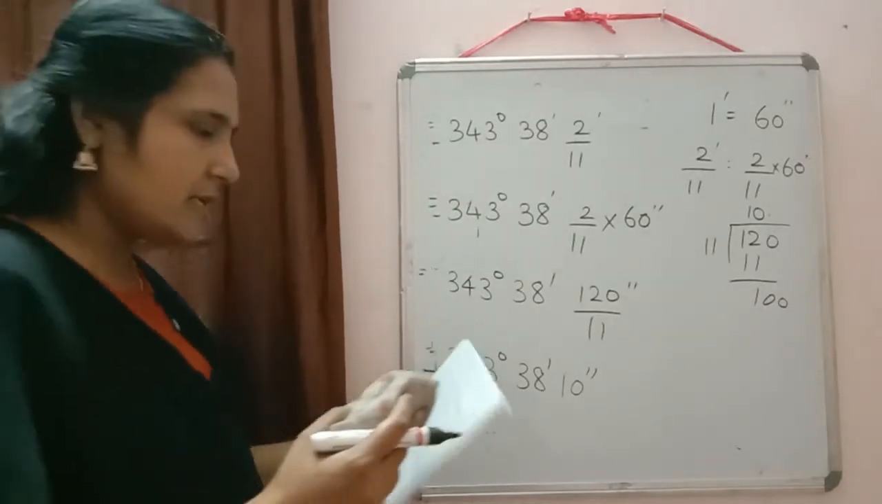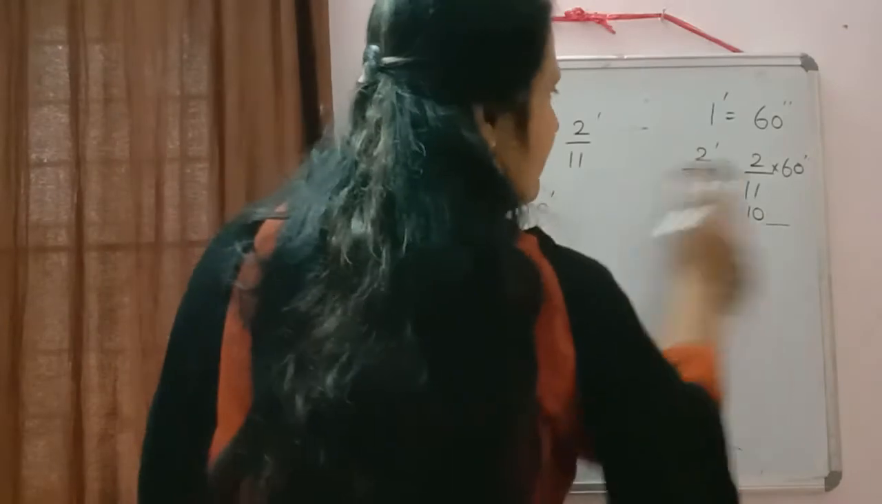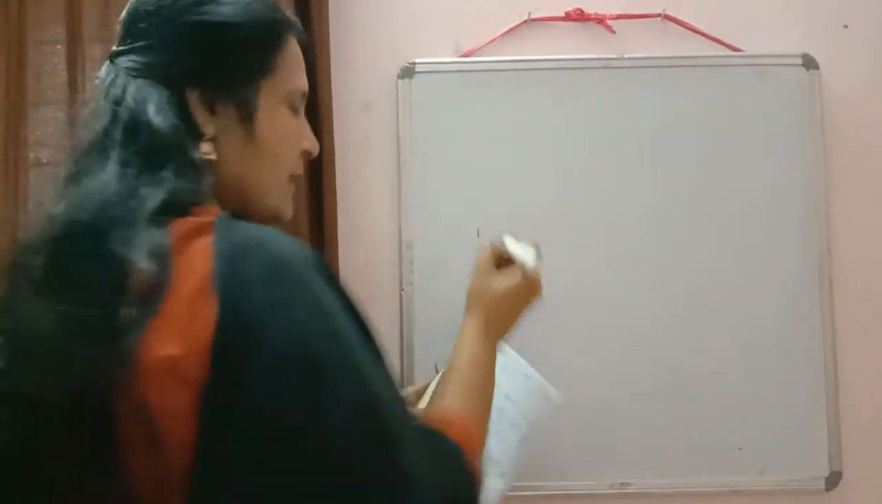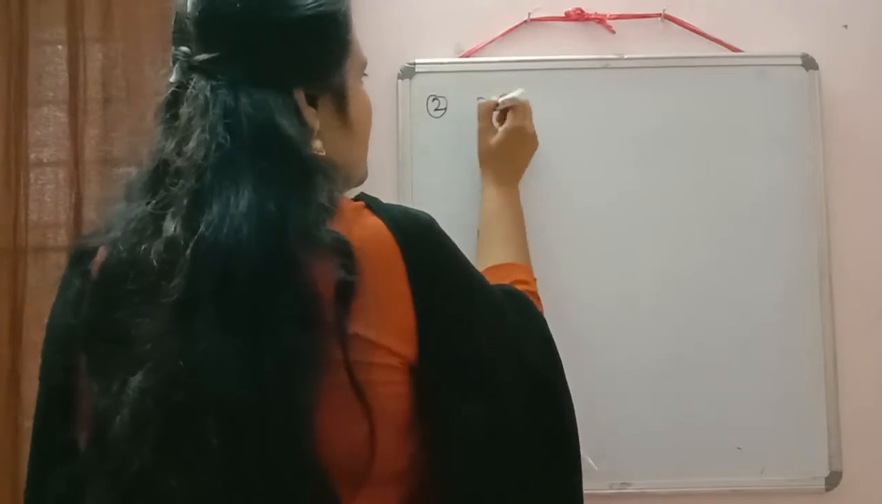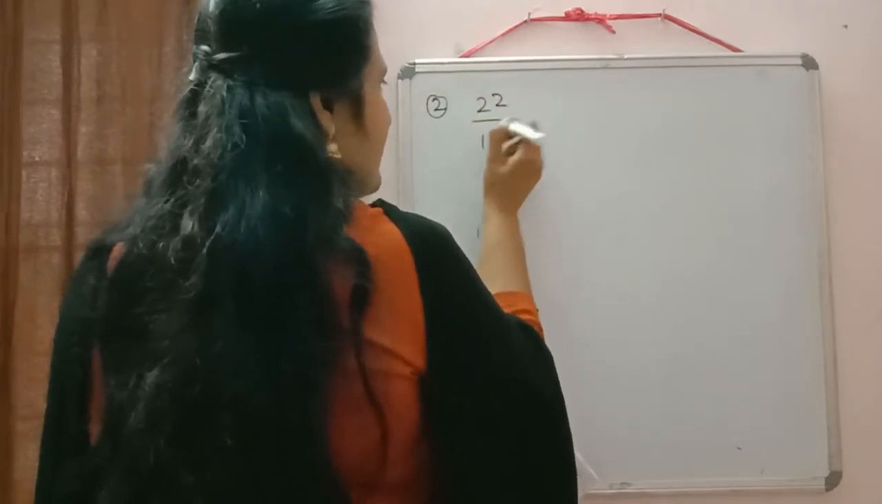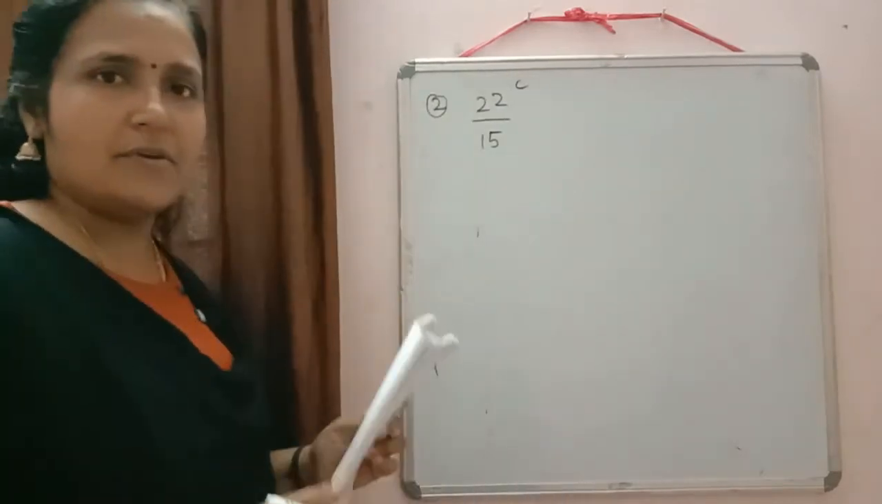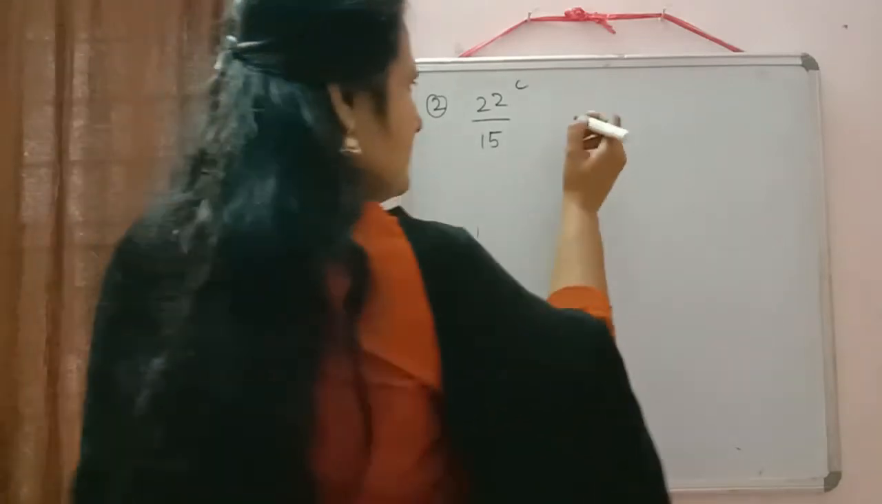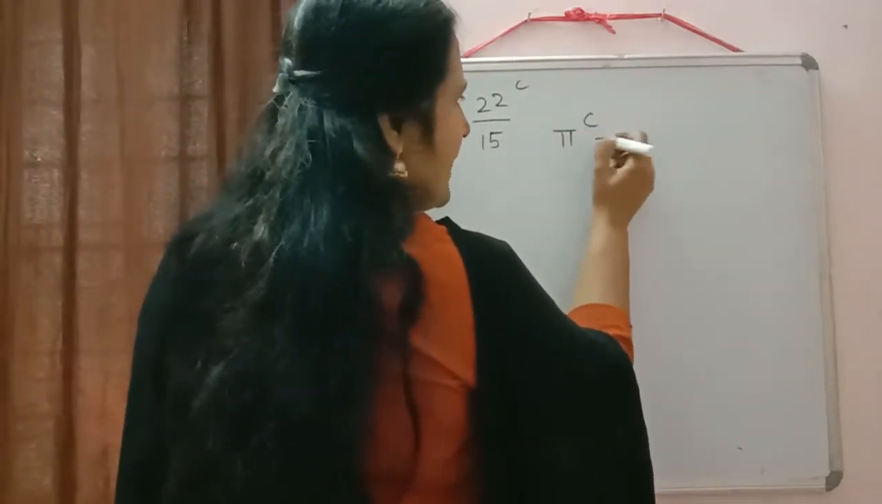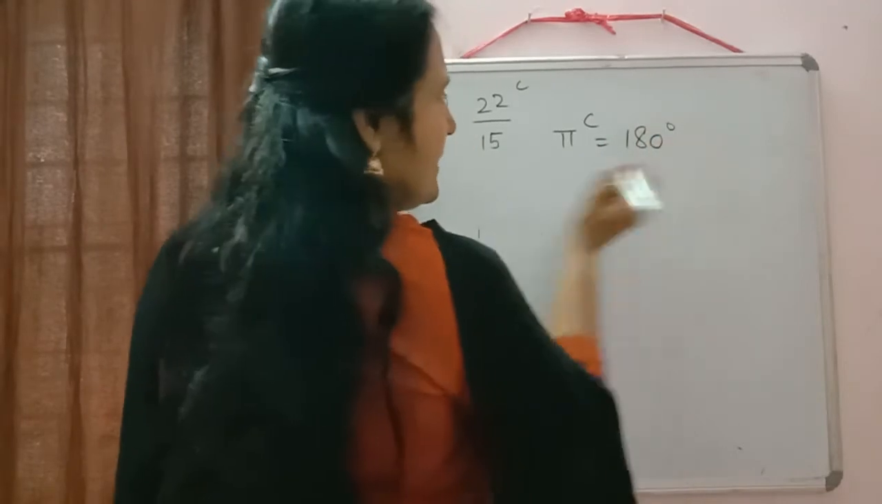So next question is 22 by 15 radian. We have to convert it into degrees. Write down the relation: pi radian is equal to 180 degree.